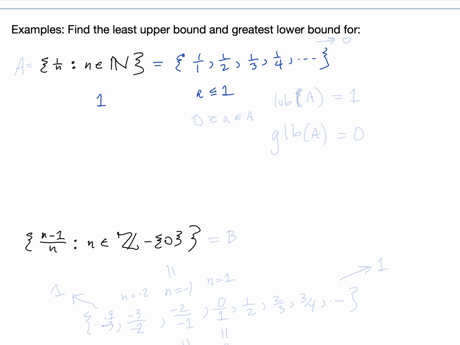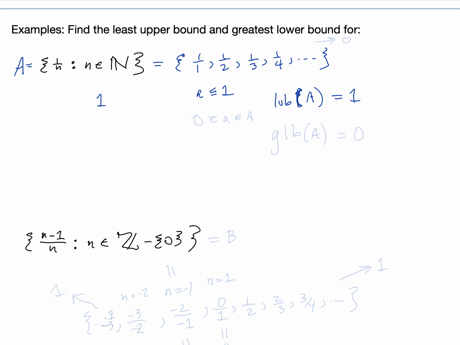This is the smallest upper bound because 1 is actually in the set. So the least upper bound of this set, let's call this the set A, is 1.